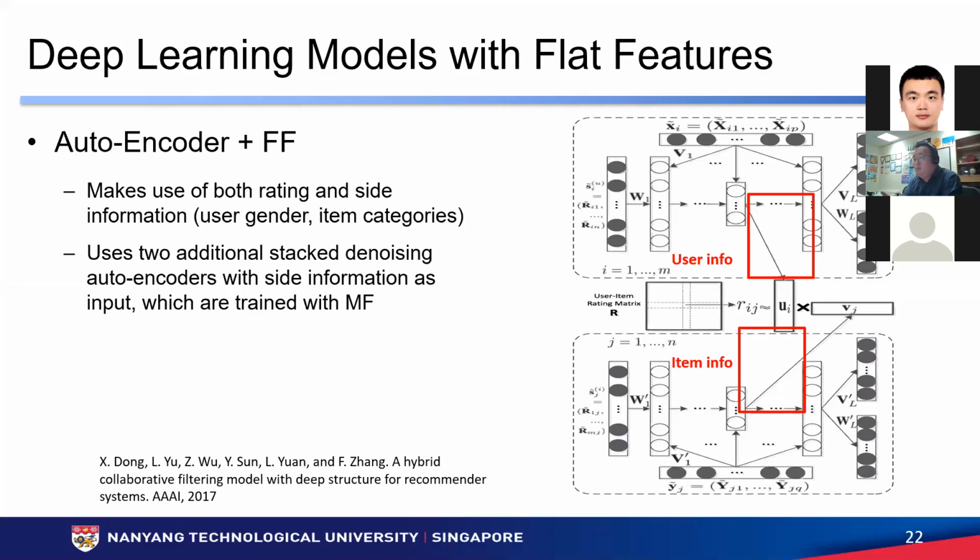It can make use of both ratings and side information. The side information here is in the flat format, like those item categories and the user gender. It basically makes use of two additional stacked denoising autoencoders with the side information as input, and then these will be trained with the matrix factorization. So this is the autoencoder with the flat features.